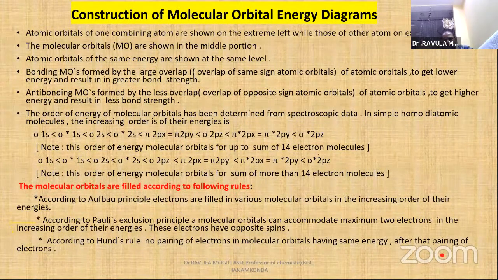Up to 14 electron system, π2px and π2py come lower, than sigma 2pz. You see, I will give one.